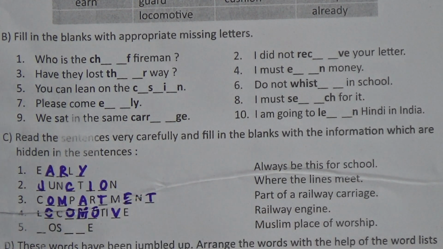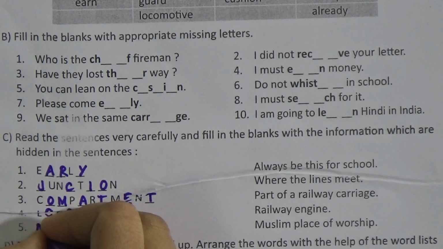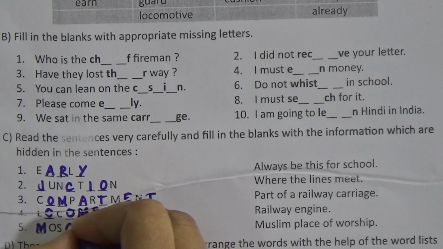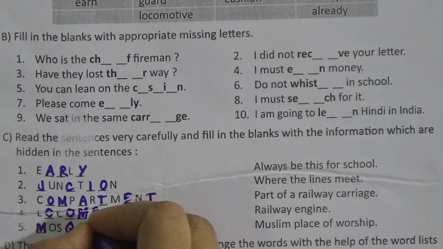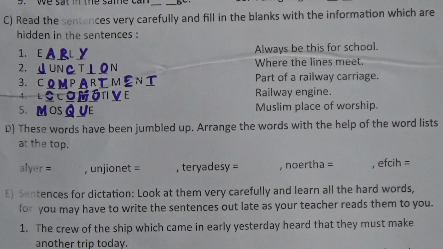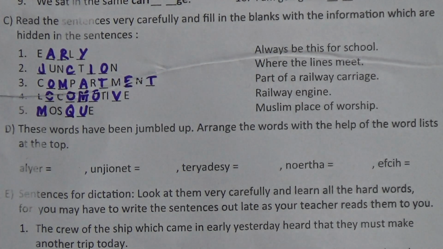L-O-C-O-M-O-T-I-V-E, locomotive. Then number 5, Muslim place of worship. What is that? Mosque. M-O-S-Q-U-E, mosque.